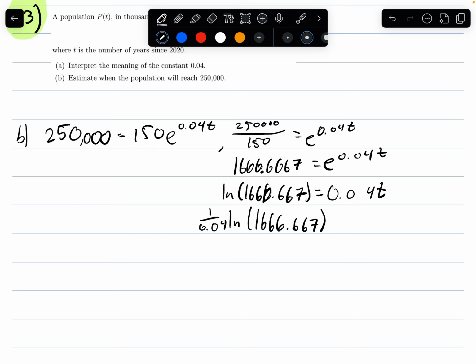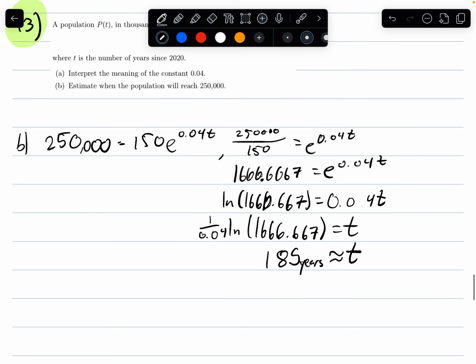That equals t. And now we use our calculator for that. Divided by 0.04, we get approximately 185 years. Cool, so that's our answer for b.